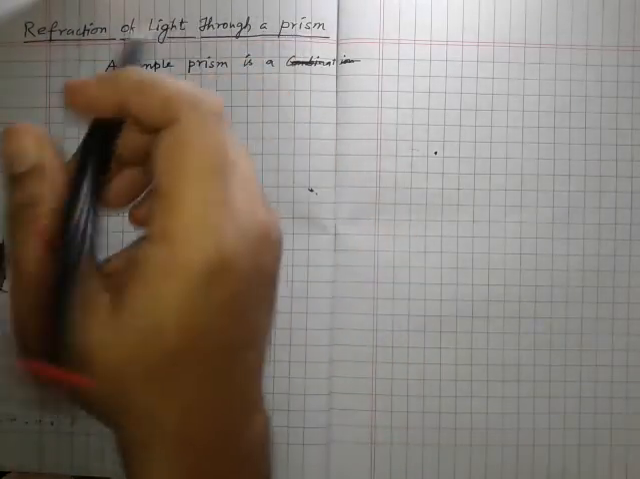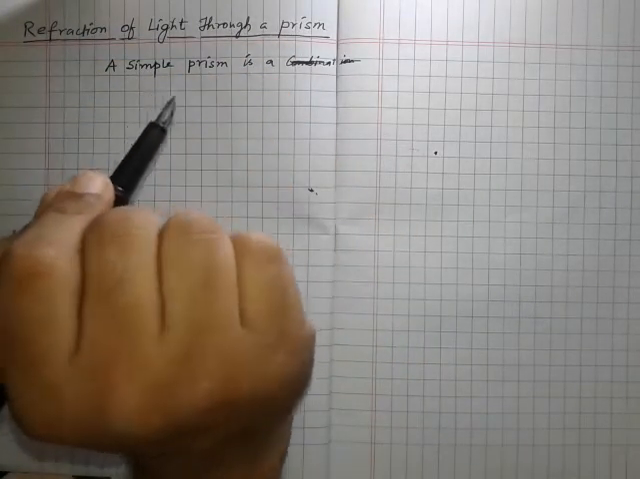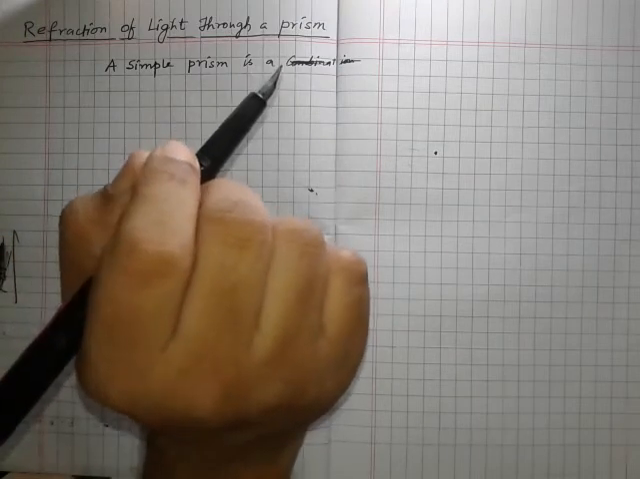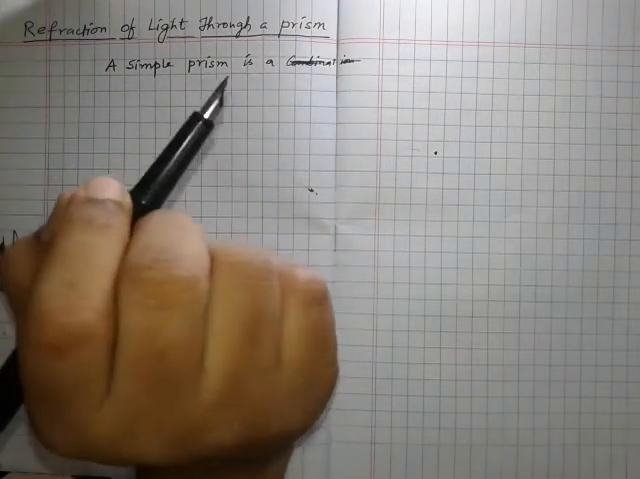So in this video we are going to learn about the refraction of light through a prism. So first we learn the definition of a prism.